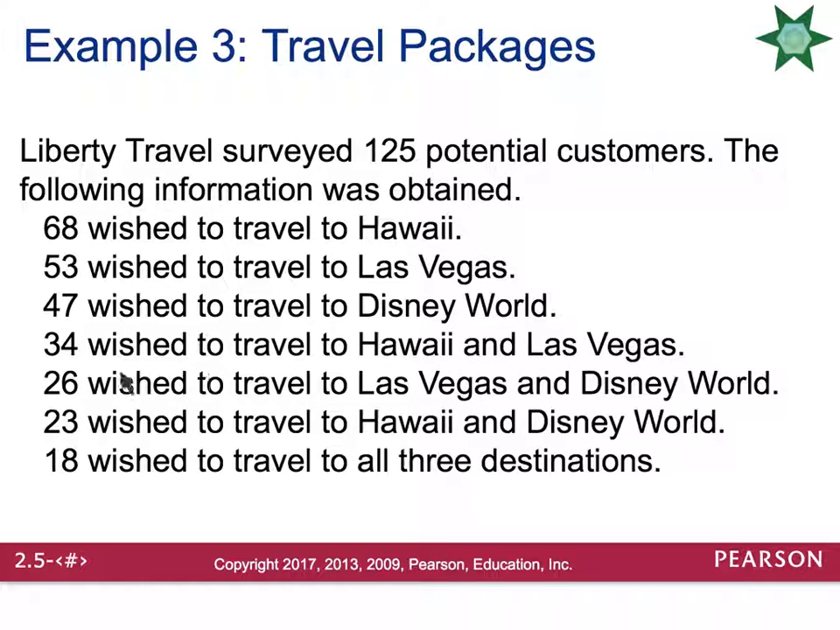And then we have this. 34 wish to travel to Hawaii and Las Vegas. That would be where Hawaii and Las Vegas overlap. 26 wish to travel to Las Vegas and Disney World. That would be where Las Vegas and Disney World overlap. 23 wish to travel to Hawaii and Disney World. That would be where Hawaii and Disney World overlap. And then 18 wish to travel to all 3 destinations. So let's do this. We'll look at the Venn diagram in the next page, and we'll see how that works out.